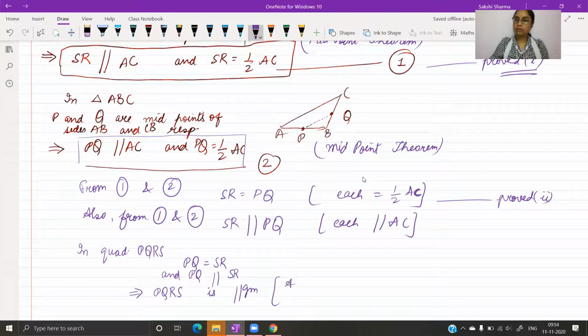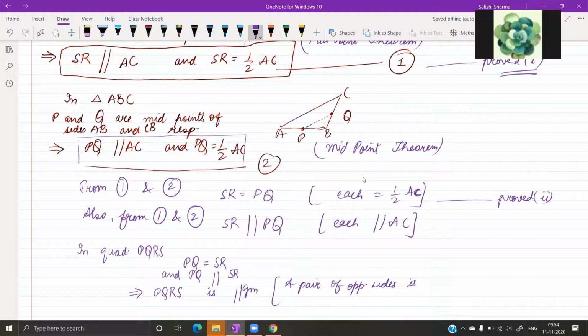And the reason being, a pair of opposite sides is equal and parallel.